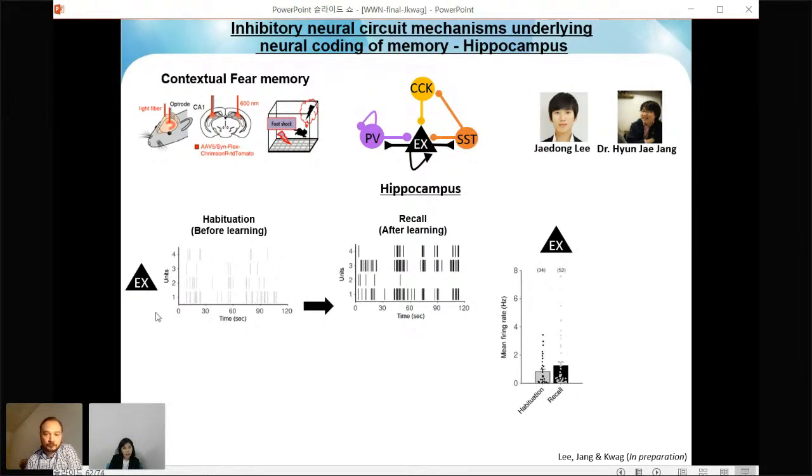So there should be PV and SST spike trains here, but because this is very preliminary and we are in preparation, hopefully we'll be able to upload that data to bioRxiv soon for your information later.